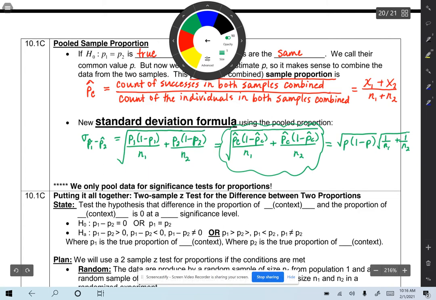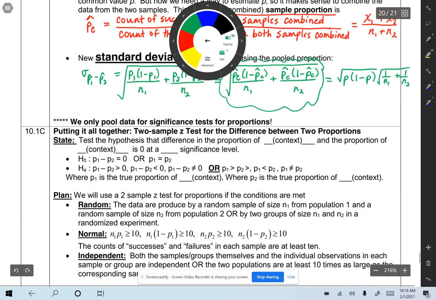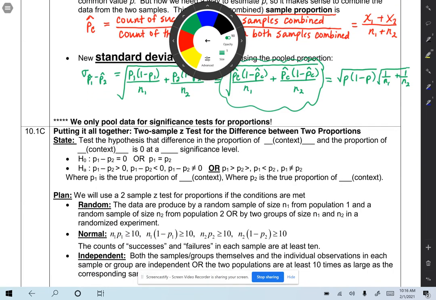Okay. So here's what the test looks like, the 4-step process. So in your state portion, you're going to state your hypotheses, test the hypothesis that the difference in the proportion of whatever and the proportion of whatever is 0 at whatever significance level. So you write your null and you write your alternative, just like that. And here's the different ways to write the alternative.